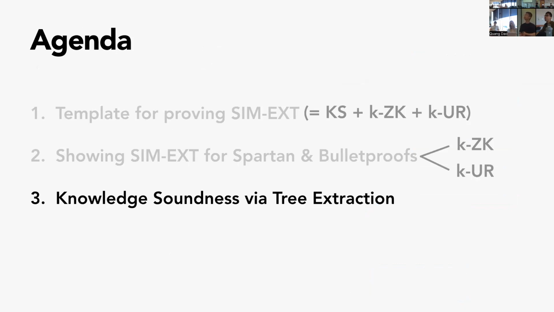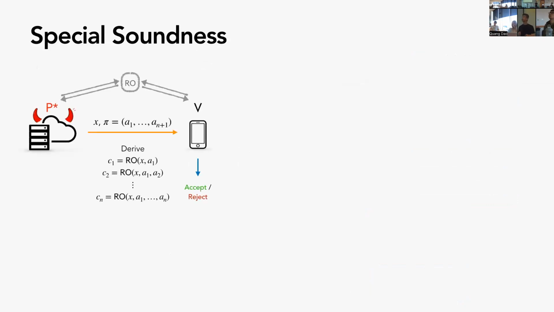So lastly, I'm going to show our tree extraction theorem and how it is used to prove knowledge soundness. A closely related notion to knowledge soundness is special soundness. And what it says is that here is the proof system, and we try to build a tree of transcripts. This tree of transcripts has the following form.